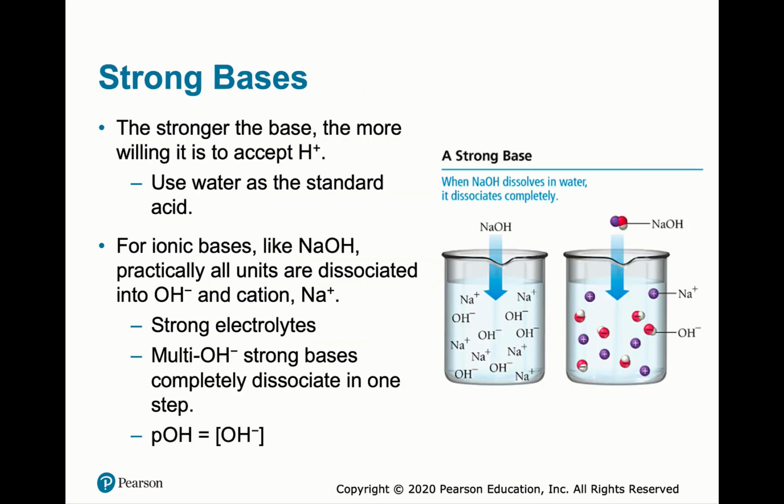So strong bases. The stronger the base, the more willing it is to accept a hydrogen ion. For ionic bases, pretty much it just breaks apart into hydroxide, and these are strong electrolytes. Multi-hydroxide strong bases just break apart in one step as well. And the pOH: 10 to the minus pOH is equal to the hydroxide ion concentration.